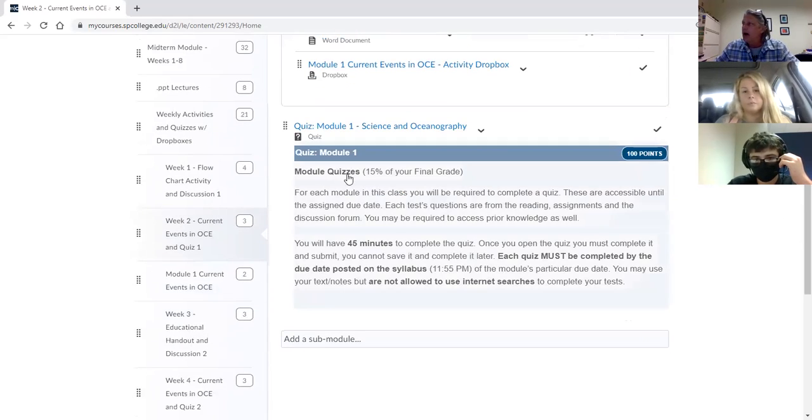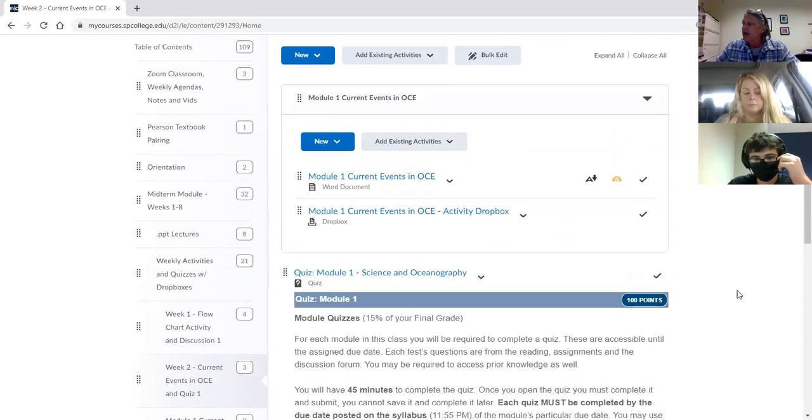You have a module quiz due. It's a 45-minute quiz, multiple choice based on the reading and the class lectures. It is open book. You may use your textbook on it if you have the textbook. You can use your notes and things. This is not an Honorlock test, so you can have your book and things like that. So it's a quiz based on the material in this module.